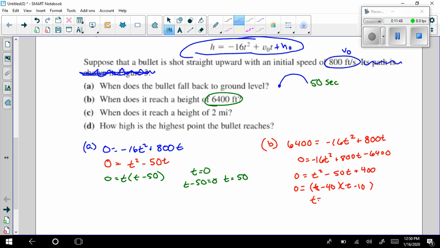So t equals 40 and 10. So again, because of that path, it's going to reach that height of 6,400 twice, after 10 seconds and again after 40 seconds. So 40 seconds and 10 seconds.